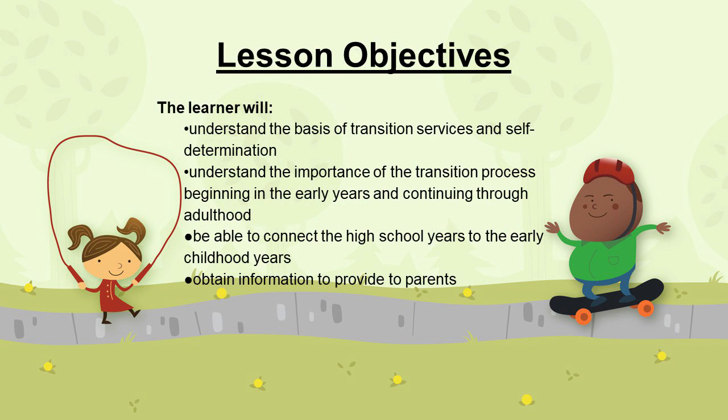The lesson objectives include that the learner will understand the basis of transition services and self-determination, understand the importance of the transition process beginning in the early years and continuing through adulthood, be able to connect the high school years to the early childhood years, and obtain information to provide to parents.